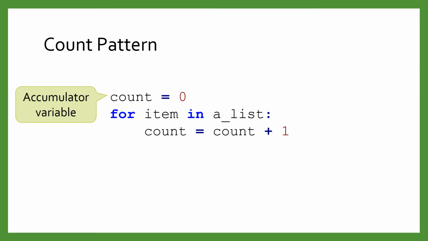We have a list of items and want to know how many there are. A simple algorithm is, starting with an initial value of 0, to add 1 for each element we see to a count variable. When the loop is finished, the count variable will have the length of the list.